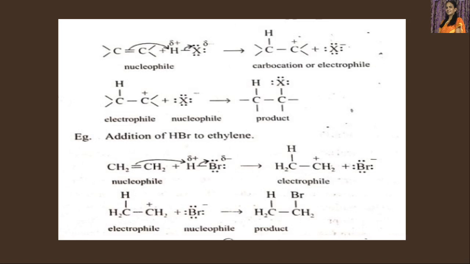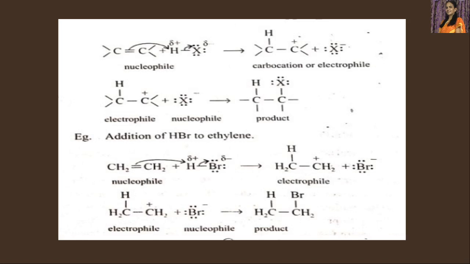The overall reaction is the formation of a carbocation, an electrophile, along with a halide ion, that is X minus ion, from the alkene and HX. So this alkene combines with HX, and a carbocation and halide ion are produced here.